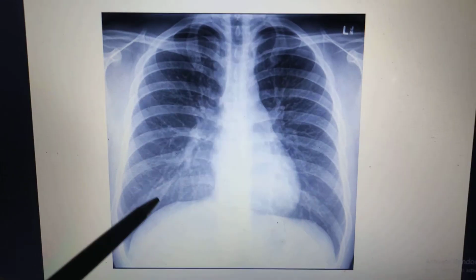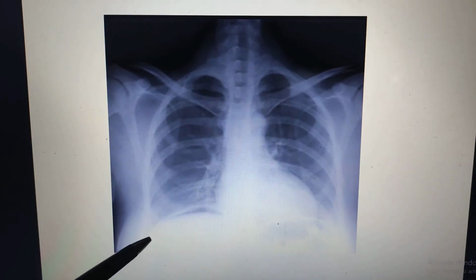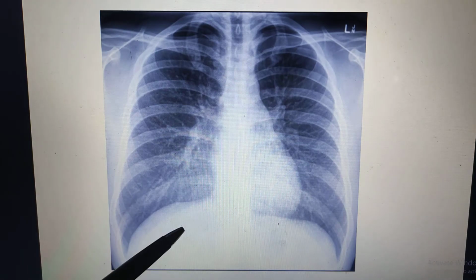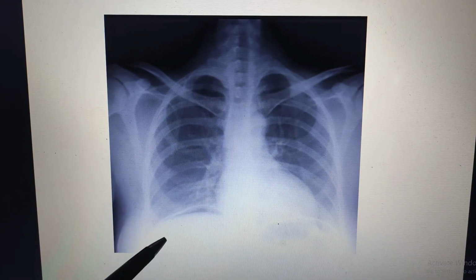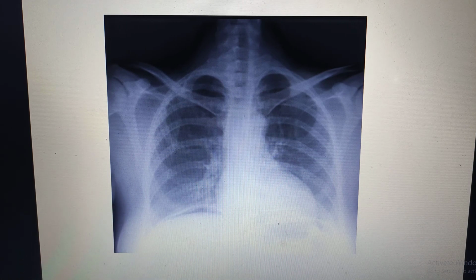Again, this is such a clean margin. This is your diaphragm, and this is the gas. Focus on this part again. Perfect here. Look at this. This is your gas under the diaphragm. This will occur if you have any perforation in the intestine. This is a surgical emergency.